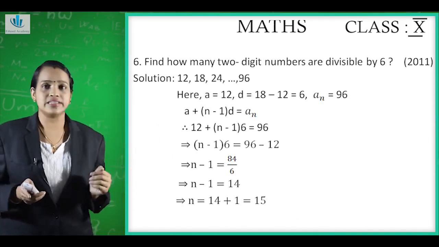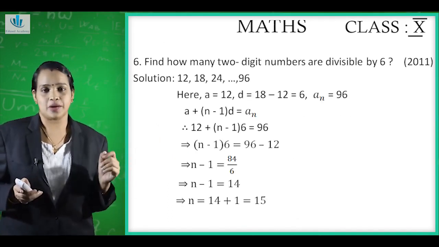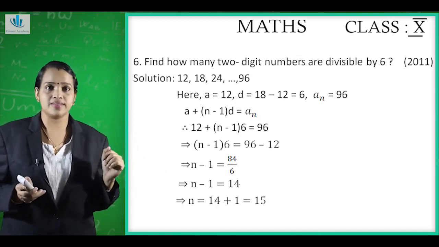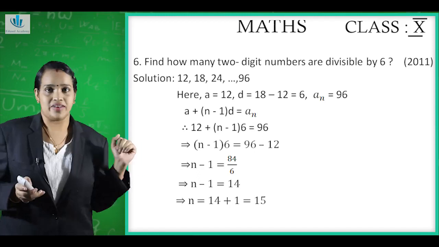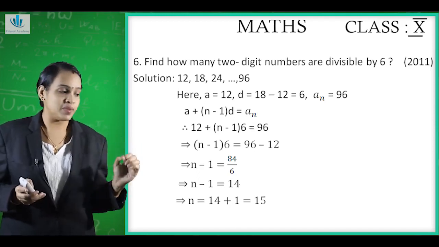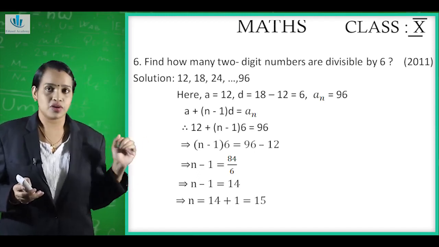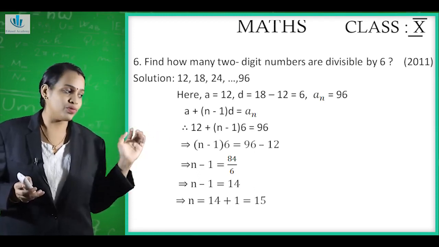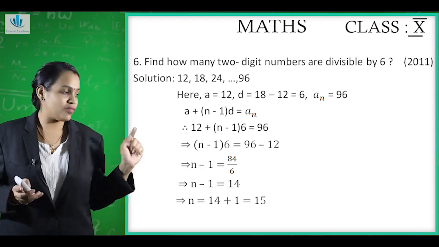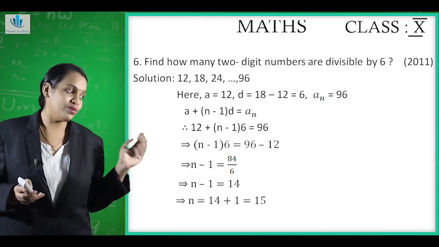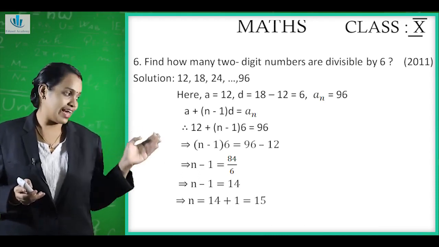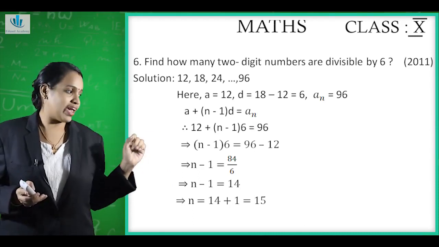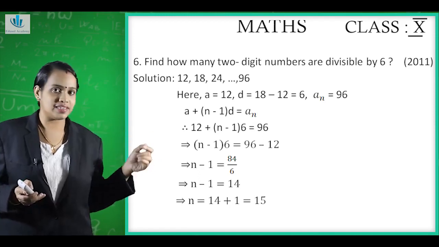Now the next question is: find how many 2-digit numbers are divisible by 6. This question has appeared in the exam in the year 2011. First we will write the numbers which are divisible by 6: 12, 18, 24, and in this way up to 96. Here the first term A is equal to 12. The difference is 18 minus 12, which is equal to 6. The last term an is 96.